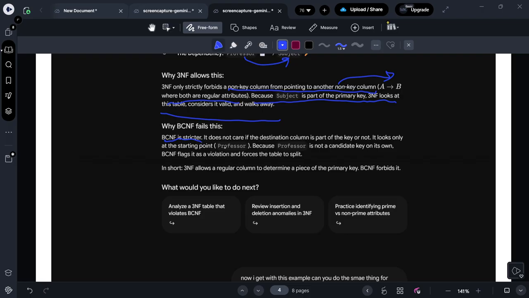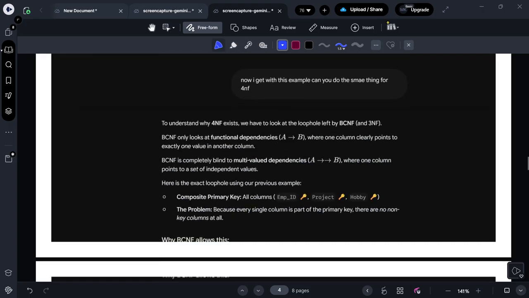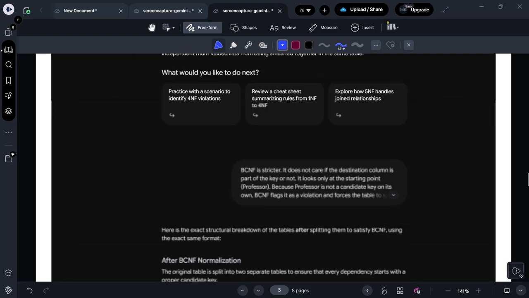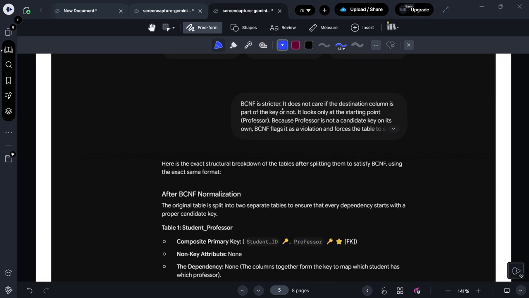But the Boyce-Codd normal form is stricter. It doesn't care if the destination column is part of the key or not key. It looks only at the starting point, professor, because professor is not a candidate key on its own. BCNF flags it as a violation and forces the table to split. So to understand this, what we can also see is that Boyce-Codd normal form is stricter. It does not care if the destination column is part of the key or not.